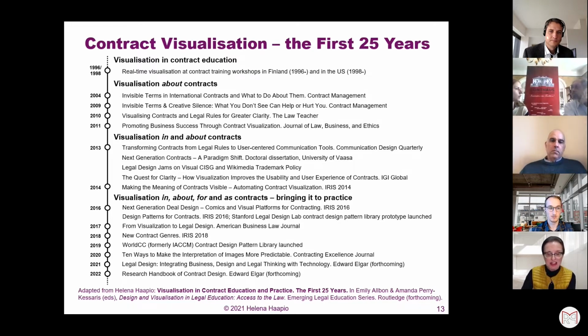So these sorts of things were my early interest, and I used to use visuals in my writings just to make things easier for non-lawyers to get excited about, or at least interested in, and to read. And that was the time of visualization about contracts.